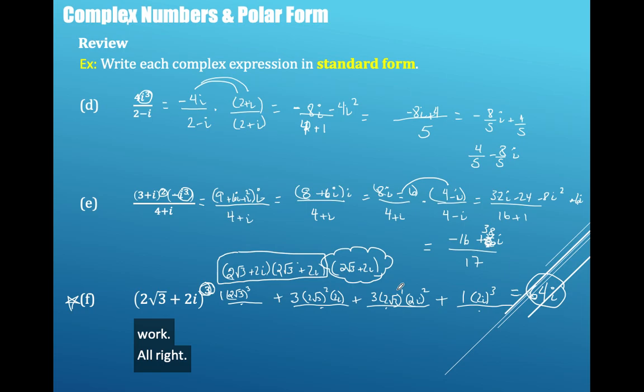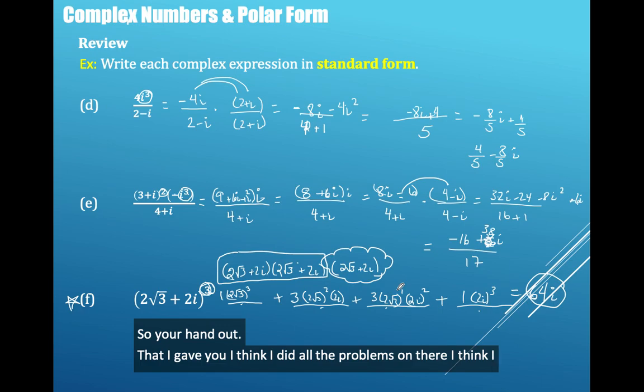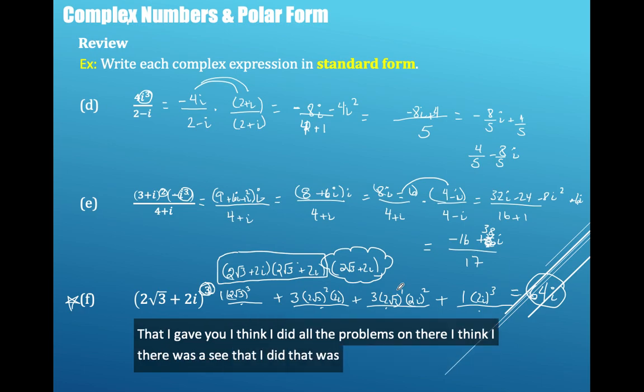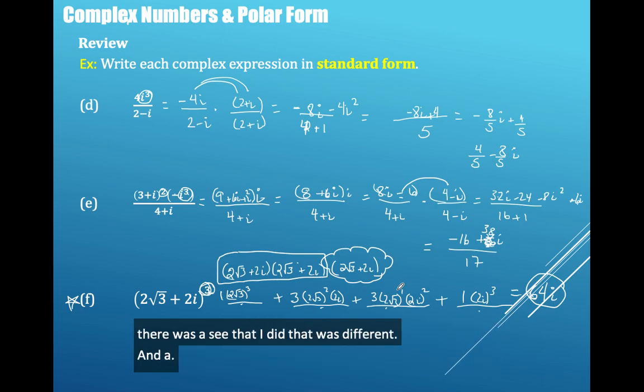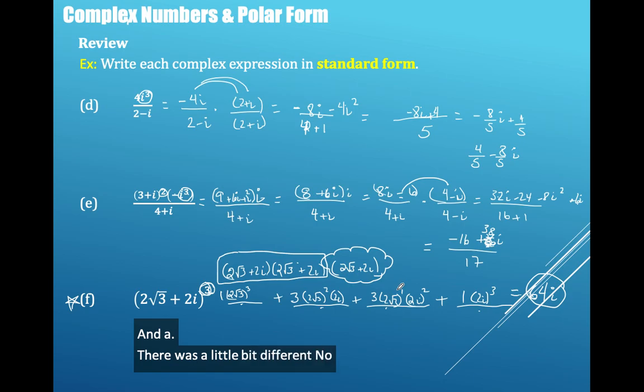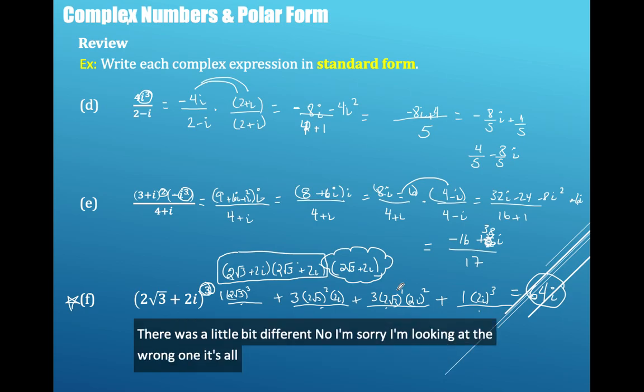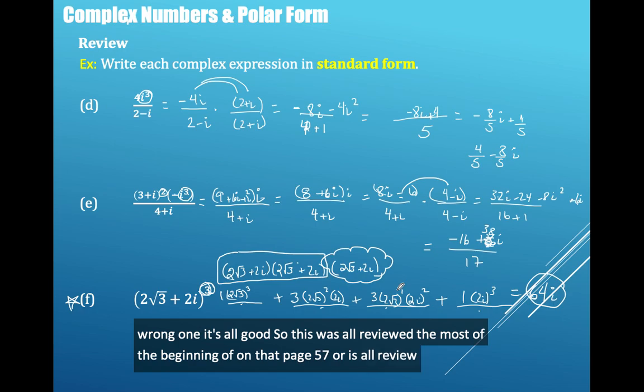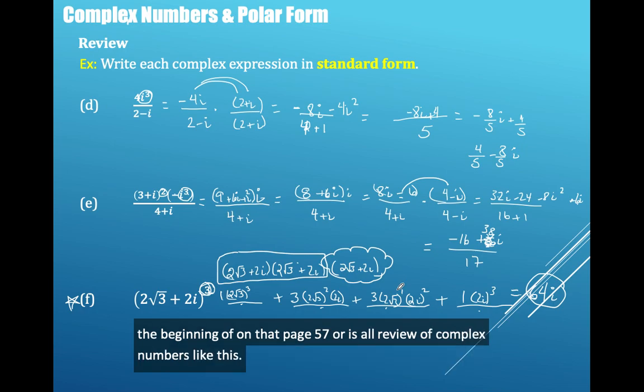So your handout that I gave you, I think I did all the problems on there. I think there was a C that I did that was different. No, I'm sorry, I'm looking at the wrong one. It's all good. So this was all reviewed. Most of the beginning of that page 57 is all review of complex numbers like this. But now on to the actual objective.